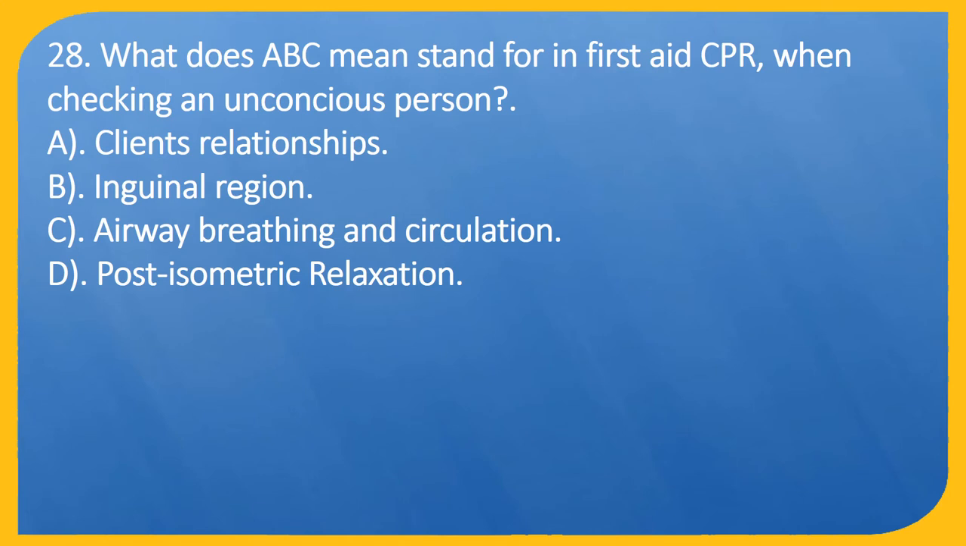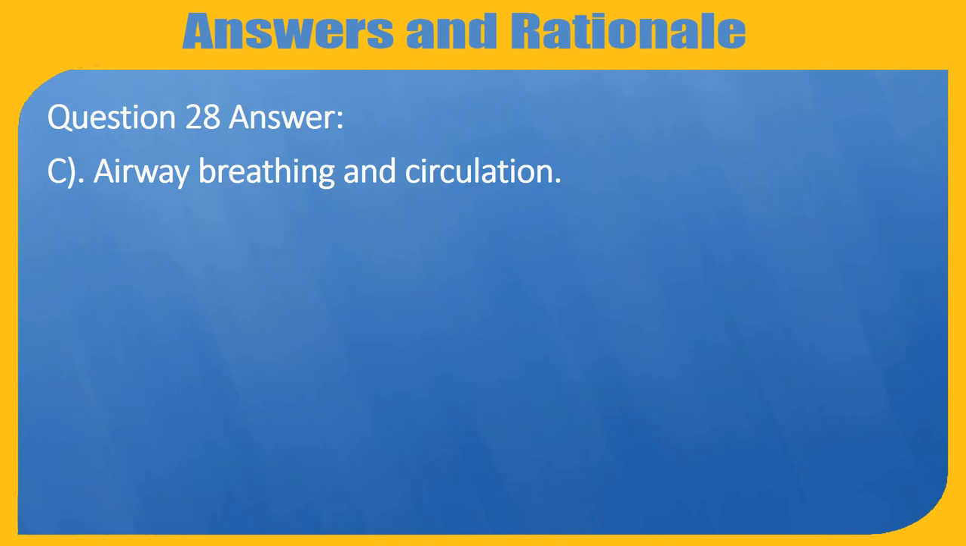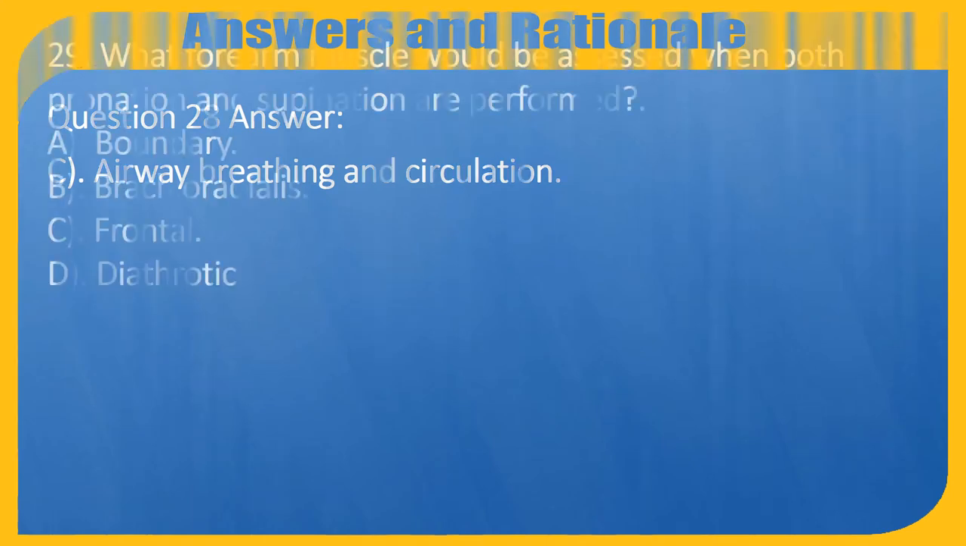Question 28. What does ABC stand for in first aid CPR when checking an unconscious person? A. Clients' relationships. B. Inguinal region. C. Airway, breathing and circulation. D. Post-isometric relaxation. Question 28. Answer. C. Airway, breathing and circulation.